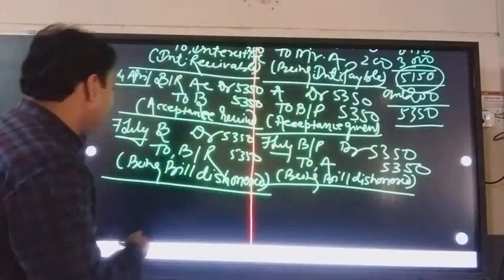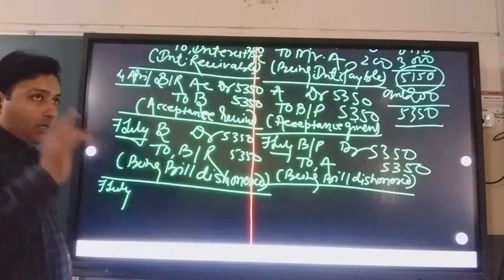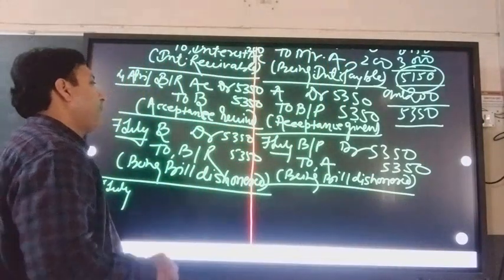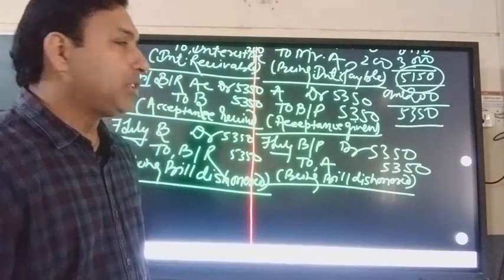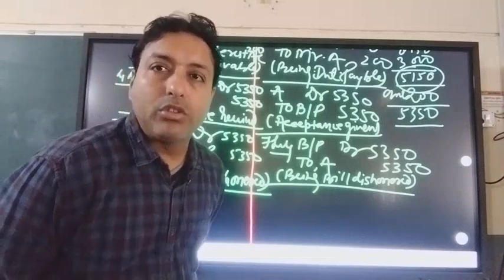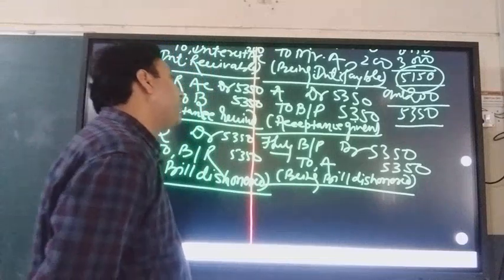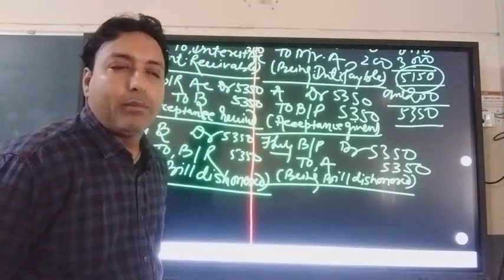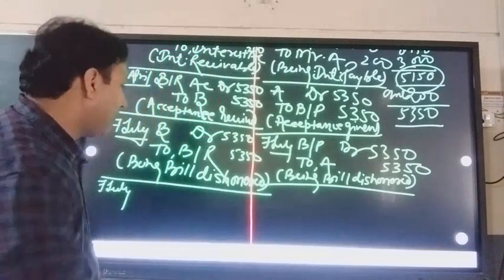So what is the entry on the 7th July in the books of the drawer? So first he will pay, his responsibility, the drawee's responsibility is 5350, but he didn't pay the amount of 50%. He didn't pay 50% amount. He will not provide you because he was insolvent. Okay. So what is the entry in the books of the drawer?